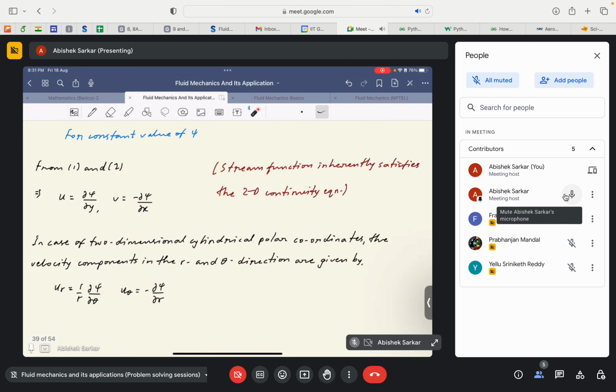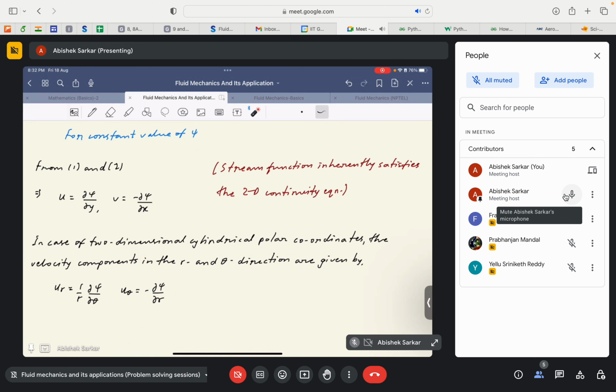Again, as the coordinate system changes, the definition also changes. In the case of two-dimensional cylindrical polar coordinates, the velocity components in the r and theta directions are given by ur is equal to 1 by r dou psi by dou theta and u theta is equal to minus dou psi by dou r. This is a very clever technique to remember these things.